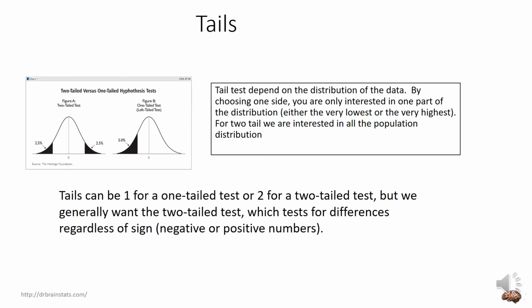Tail tests depend on the distribution of the data. By choosing one side, you are only interested in one part of the distribution, either the very lowest or very highest range of the numbers. For two-tail, we are interested in all the population distribution. Tails can be 1 for a one-tail test or 2 for a two-tail test. But as a general rule of thumb, we would use a two-tail test, which tests for differences regardless of sign, negative or positive numbers.